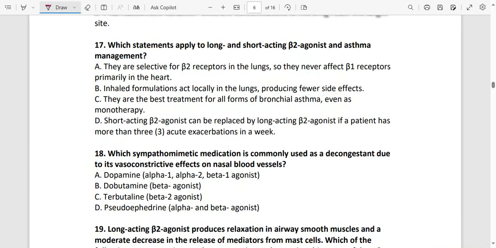Okay, question 17. Which statements apply to long and short acting beta 2 agonists in asthma management? A. They are selective for beta 2 receptor in the lung, so they never affect beta 1 receptor, primarily in the heart. B. Inhaled formulations act locally in the lungs, producing fewer side effects. C. They are the best treatment for all forms of bronchial asthma, even as monotherapy. D. Short acting beta 2 agonists can be replaced by long acting beta 2 agonists if a patient has more than three acute exacerbations in a week. Anyone to help with this one?